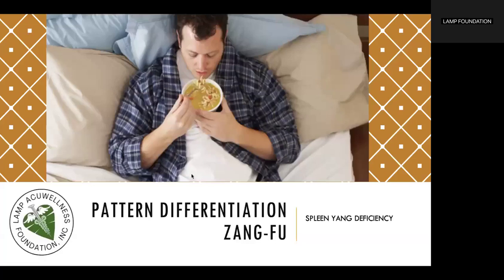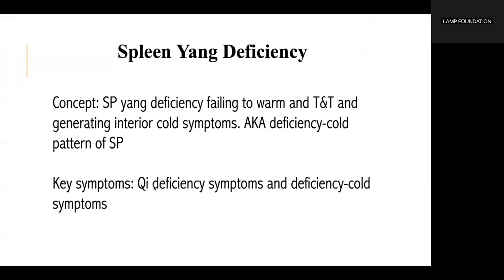Next, we talk about spleen-yang deficiency. Spleen-yang deficiency is often a development of spleen qi deficiency, but it can be the consequence of other imbalances. The symptoms and signs that define this pattern are very similar to those seen when there is spleen qi deficiency. There will, though, also be signs of deficient cold in this pattern. This is due to spleen-yang deficiency failing to warm, transport and transform, and generating interior cold symptoms. It is also called a deficiency cold pattern of the spleen.